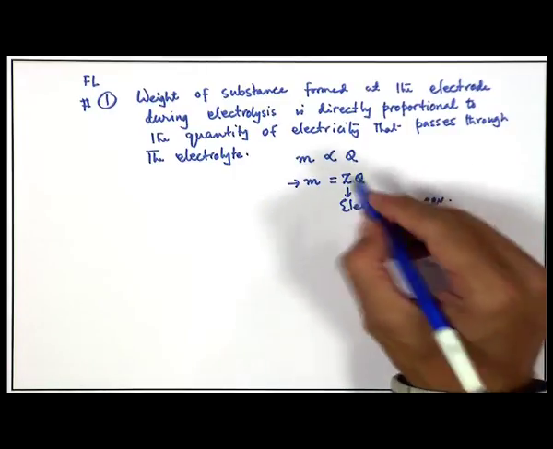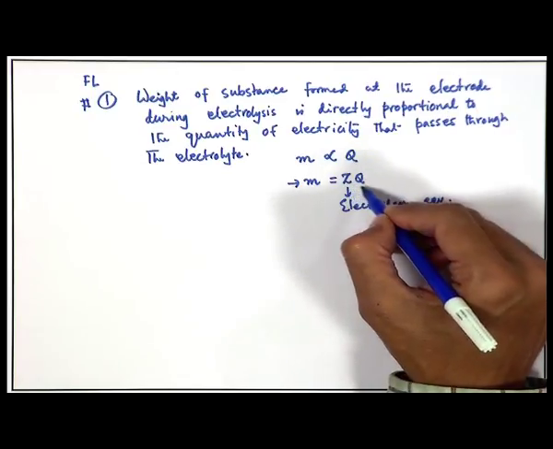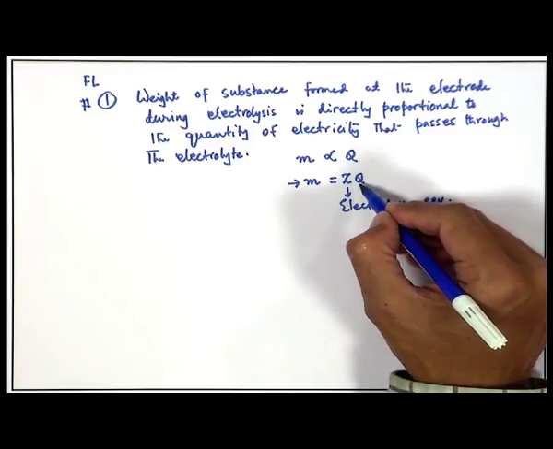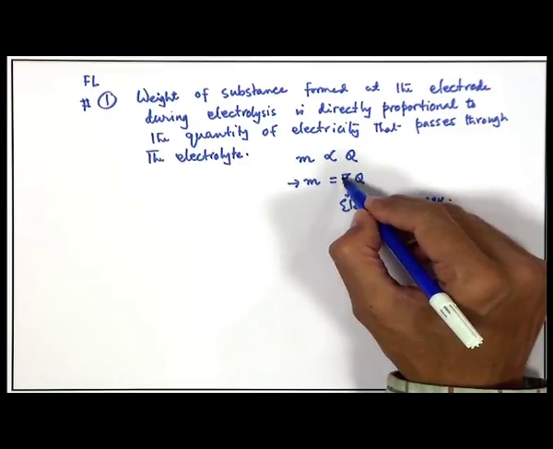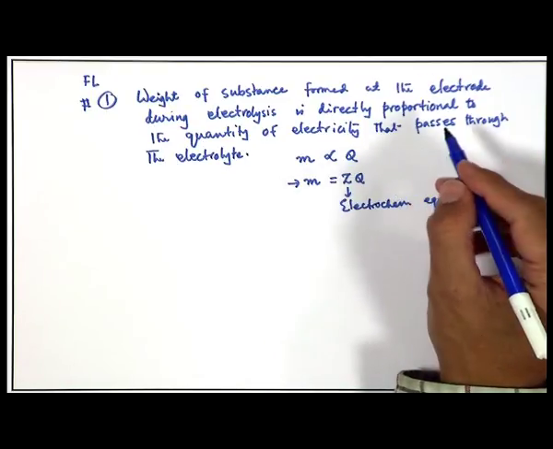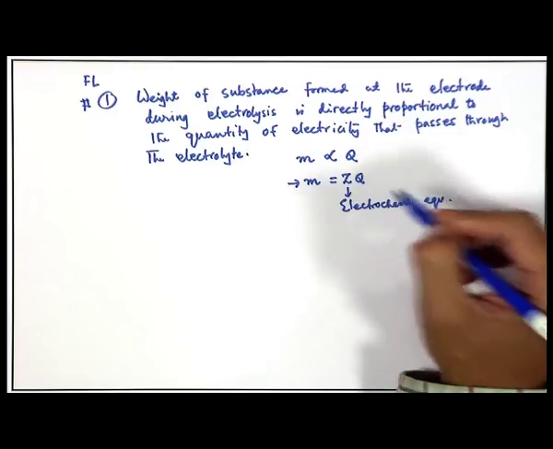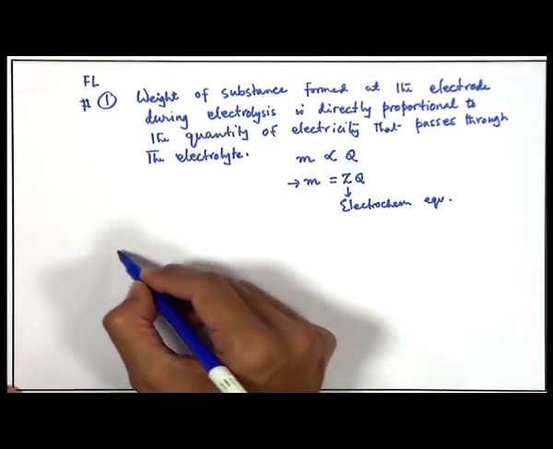Okay, what is electrochemical equivalence? So, when Q is equal to 1, then M is equal to Z. So, when 1 coulomb of electricity has been passed through the electrolyte, then whatever mass of the concerned material has been formed at the electrode is called the electrochemical equivalence of that particular material.